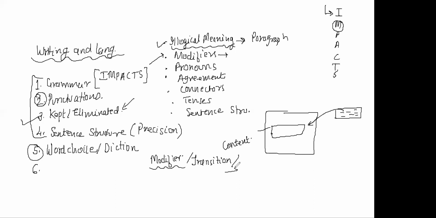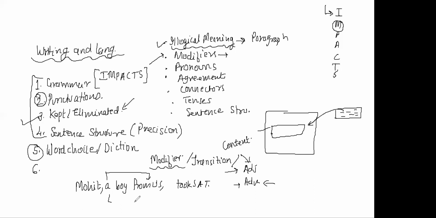So let me just tell you this. Modifier could be either an adjective or an adverb. Any word or group of words which qualifies a noun or a verb would be a modifier. Right? For example, Mohit, comma, a boy from US, comma, took SAT. Okay, so what is this part between two commas? This is a modifier. Yeah, this is qualifying Mohit.